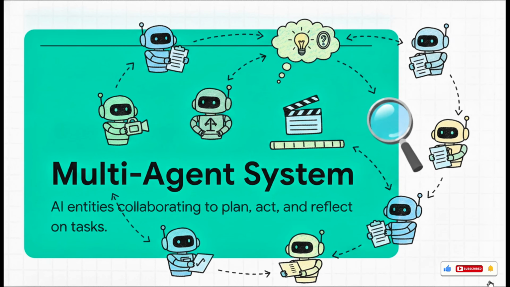Now, before we actually get into the code, let's make sure we're on the exact same page about the core technology driving this. VideoAgent is built on what's called a multi-agent system. This is essentially a digital ecosystem where specialized AI entities act independently, but they work collaboratively to plan, act, and reflect on really complex tasks. So it's not just one giant AI doing everything, it's a team of specialized AI workers passing tasks back and forth exactly like a real production crew on a movie set.